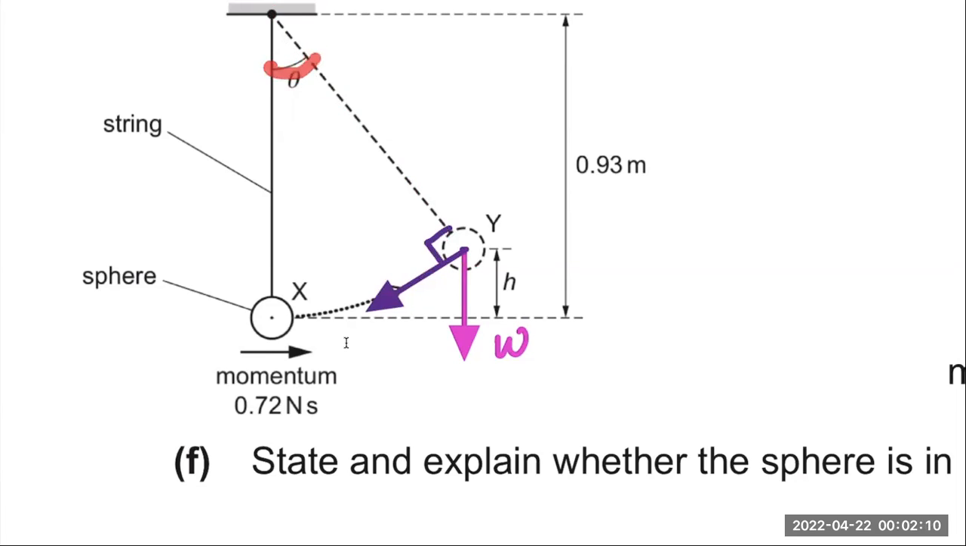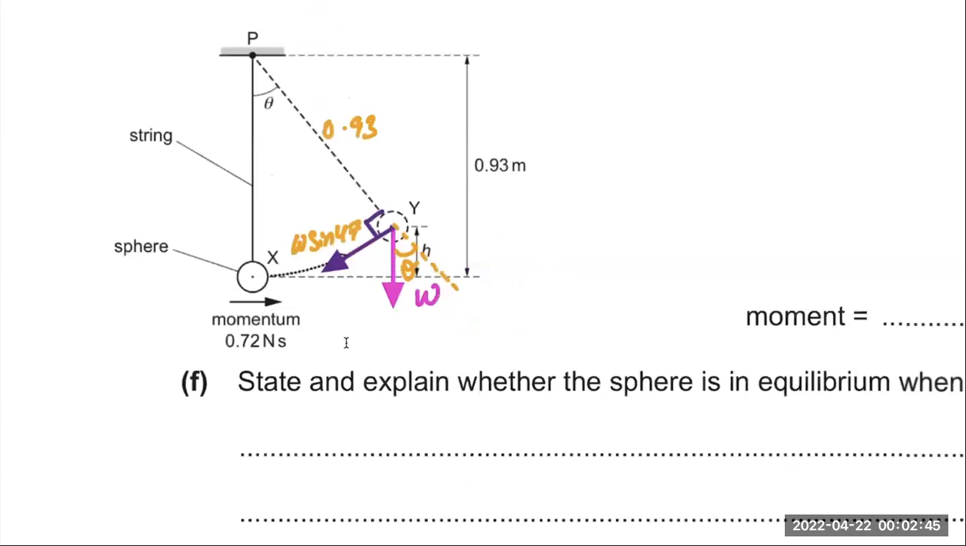If this is theta, this angle will be theta. And this component here, away from the angle, the component away from the angle is the sine component. So this becomes W sine 47. And this length was 0.93. Yes.